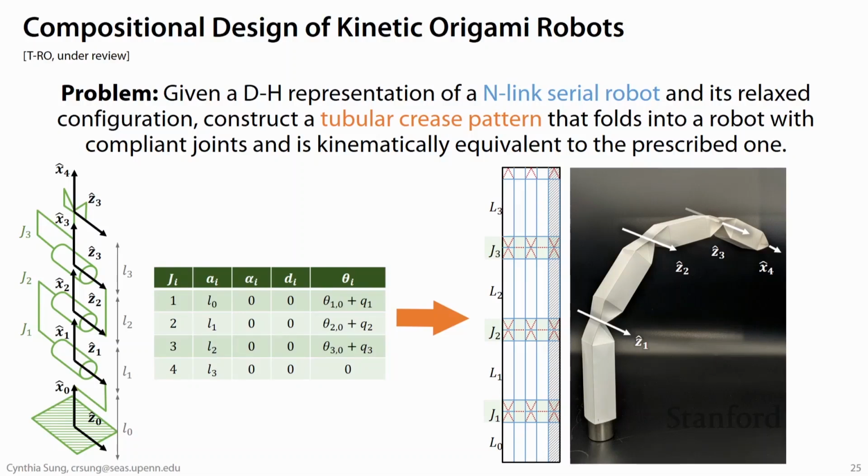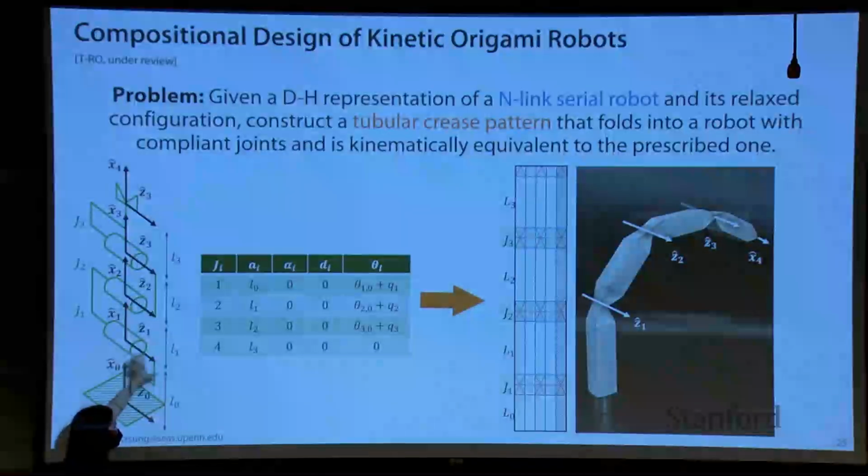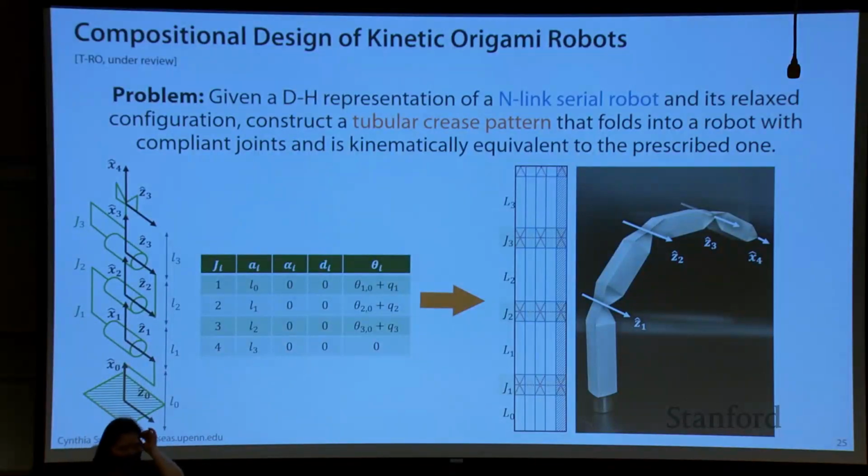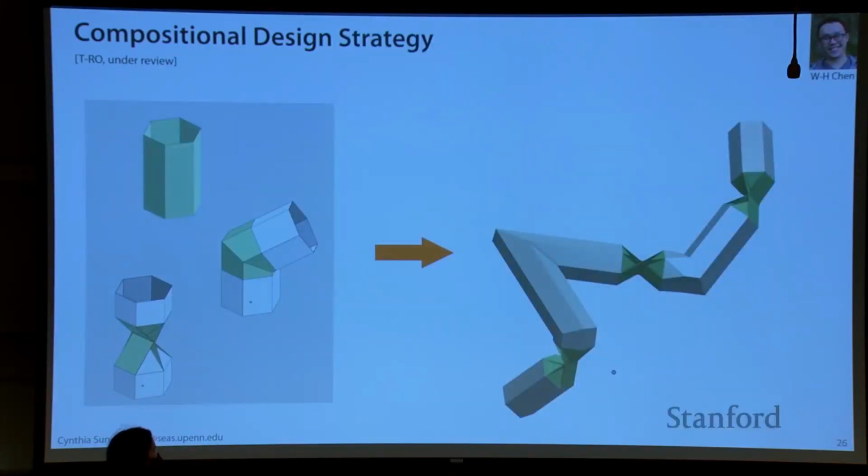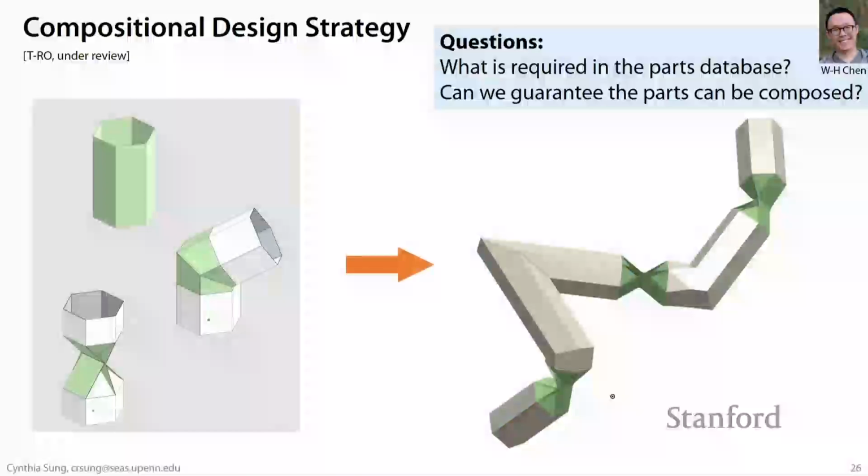So the problem looks like this. We're representing our manipulators with a DH specification, and each of the joints in this DH specification has a certain stiffness associated with it. And what we want to do is try to solve this subproblem of converting this kinematic chain directly into an origami pattern. Now, what's really interesting about this problem is that, here's an illustration of the problem.